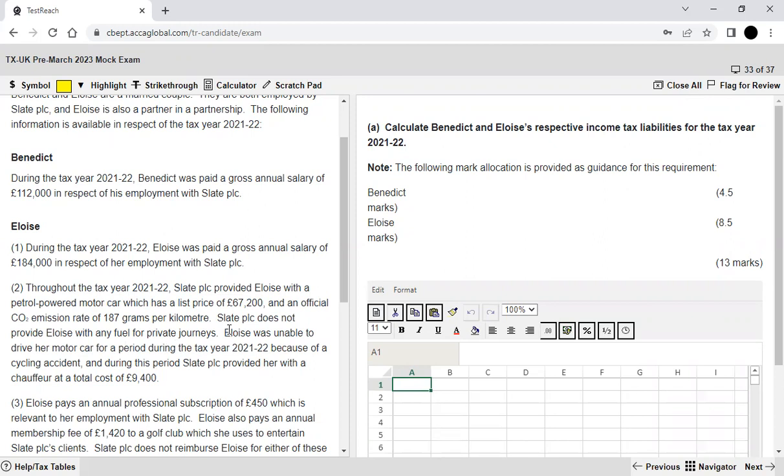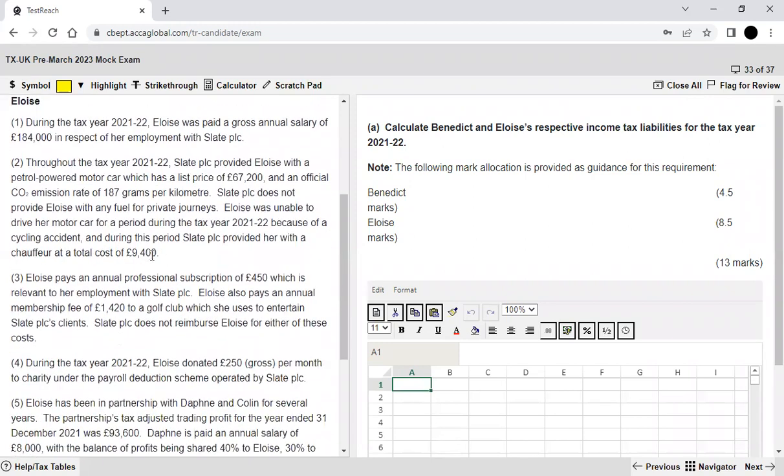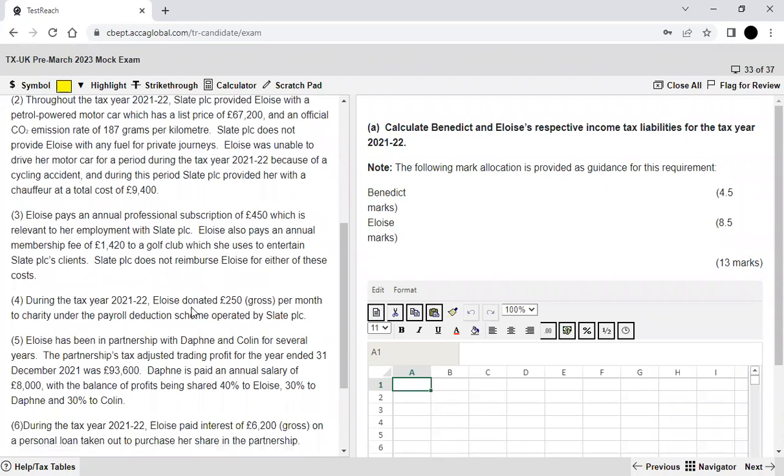Eloise was unable to drive her motor car for a period during the tax year 21-22 because of a cycling accident. During this period, Slate PLC provided her with a chauffeur at a total cost of 9,400. Eloise pays an annual professional subscription of 450, which is relevant to her employment with Slate PLC. Eloise also pays an annual membership fee of 1,420 to a golf club, which she uses to entertain Slate PLC clients. Slate PLC does not reimburse Eloise for either of these costs.